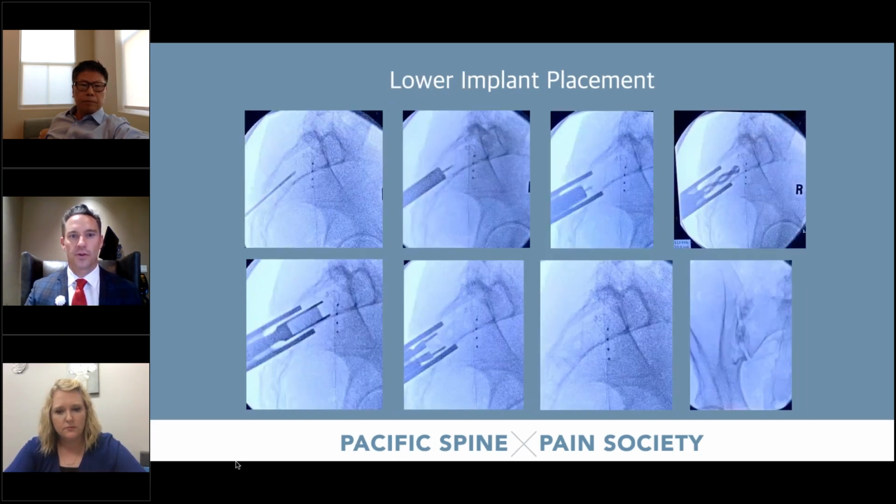Same series for the lower implant. We've got the K-wire, followed by the joint finder, followed by the working cannula, followed by the drill or box cutter. And then we've got the inserter to get the implant in, followed by the DBM plunger. Next slide.